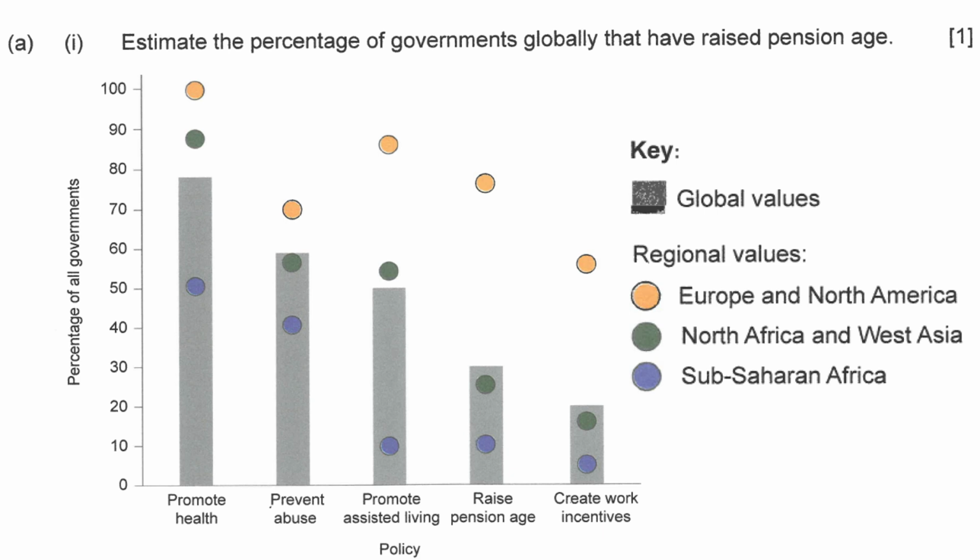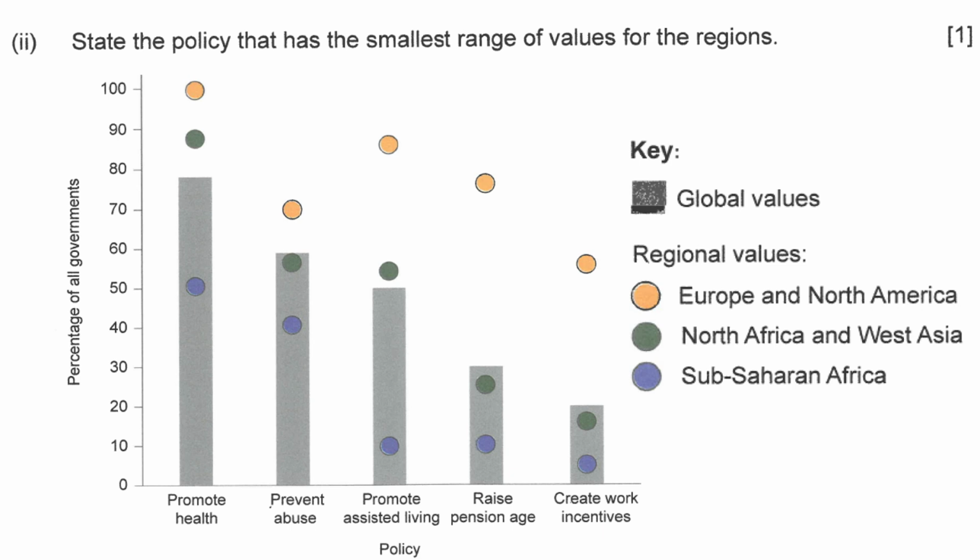Pause it and work on it. Welcome back. It takes some time, so relax. Don't waste the past paper. Work on it seriously. There are not many past papers, especially as geography is a little bit new. A2: state the policy that has the smallest range of values for the regions. Pause and think.